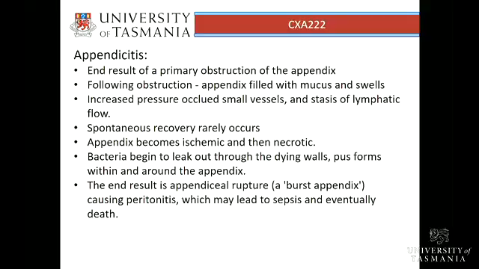So appendicitis is the end result of primary obstruction of the appendix, and these obstructions can be anything from a foreign body to trauma. There's a lymph node that sits at the top of the appendix. If that becomes swollen, that can occlude the lumen, and most commonly a fecalith. So a fecalith is basically a somewhat dehydrated, impacted fecal stone, essentially, and they can make their way down into the appendix and occlude the lumen.